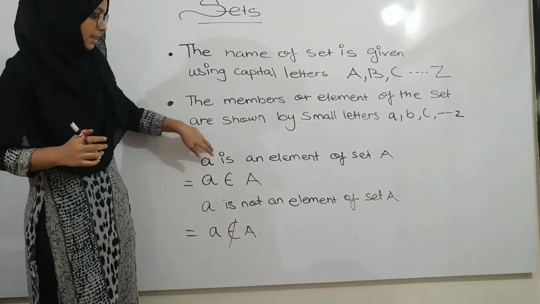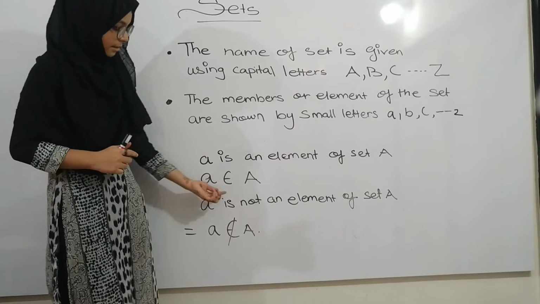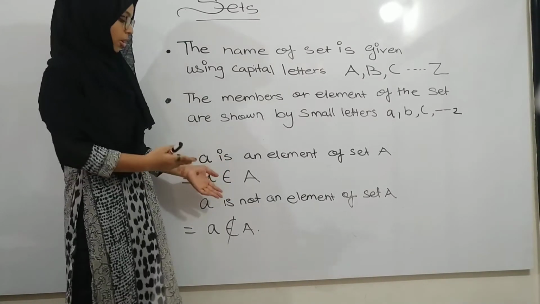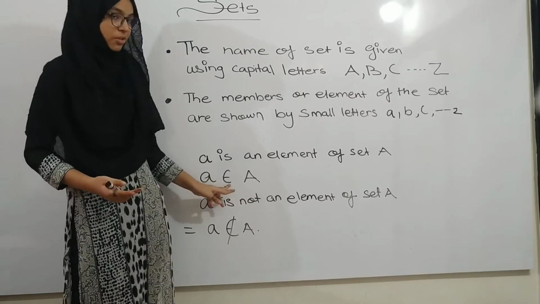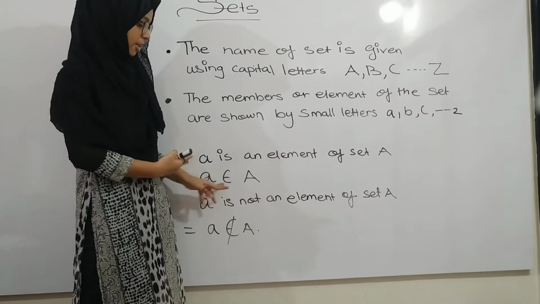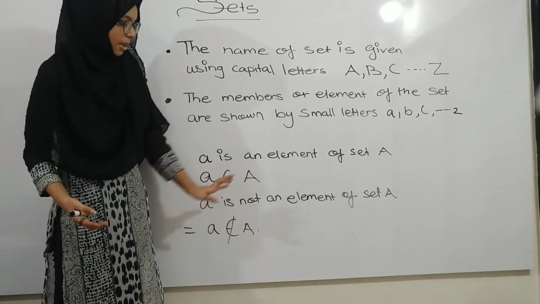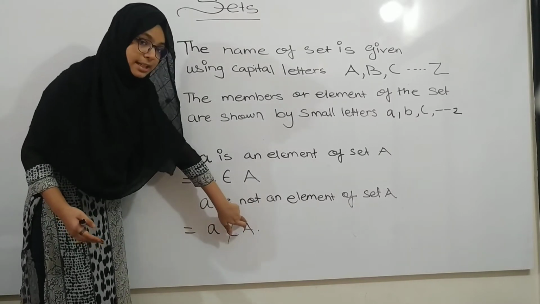Like a is an element of set A. How to write this statement? Like a ∈ A, this is the sign of element, member or belongs to. a is an element of set A. a belongs to capital A, belongs to set A, like this. And if a is not an element of set A, then we write it as a ∉ A.